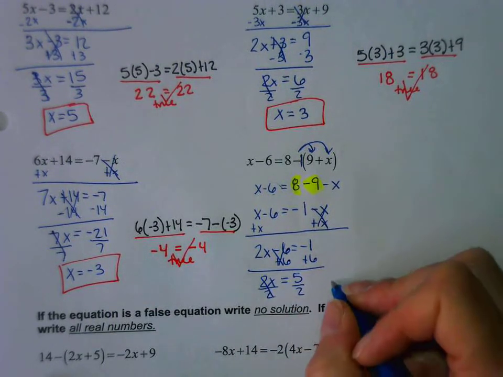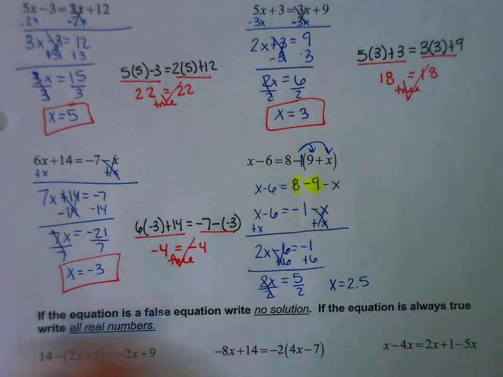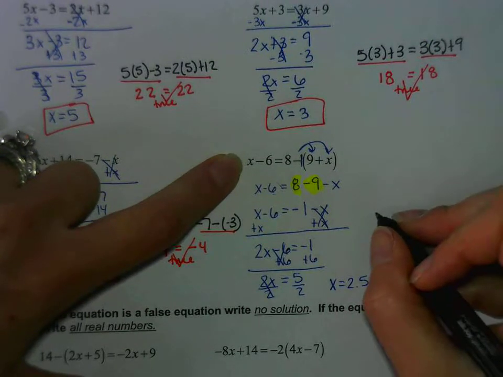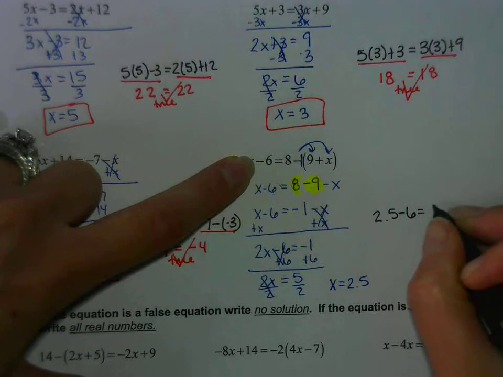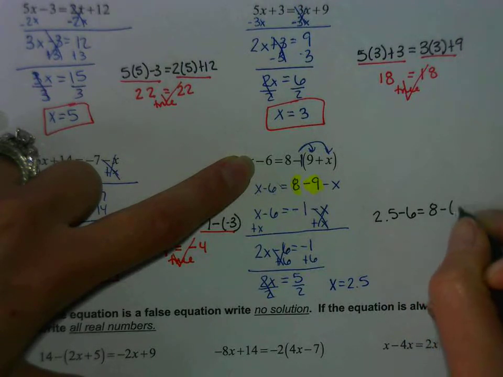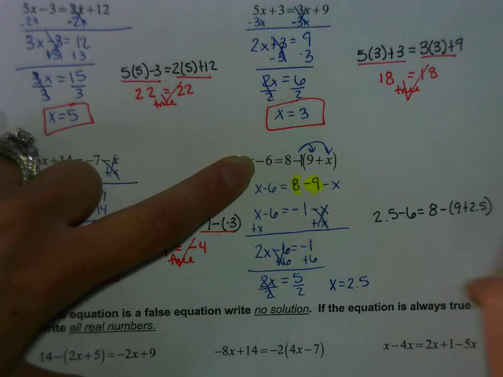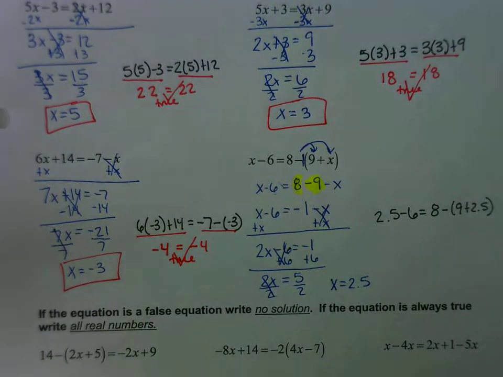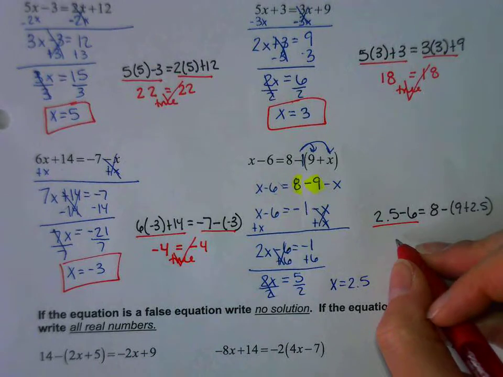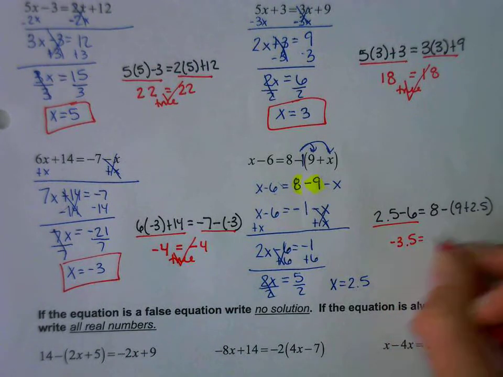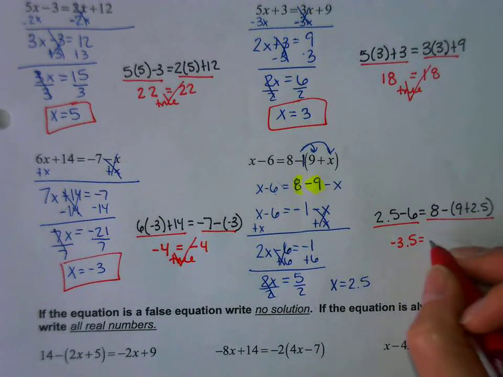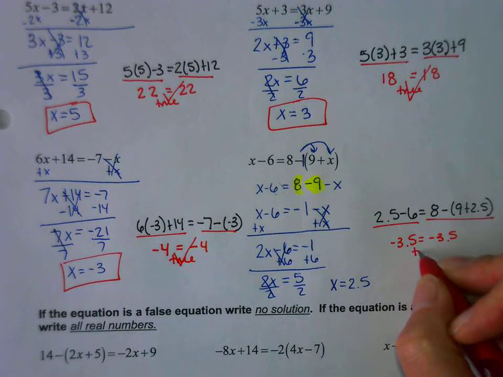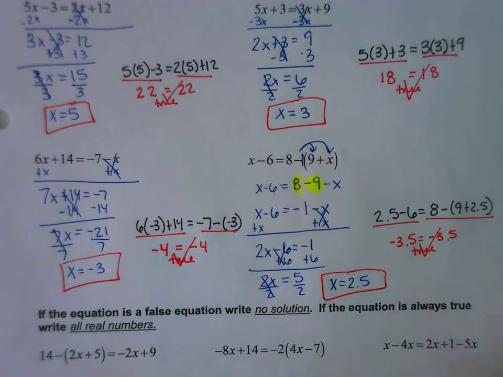Divide both sides by 2. X is 2.5. So again, I have to check my work. So I replace my x with a 2.5. I subtract 6. And that's going to equal 8 minus 9 plus 2.5. So 2.5 minus 6 is a negative 3.5. 8 minus the quantity of 9 plus 2.5 is also a negative 3.5. So this is a true statement. So x does equal 2.5.